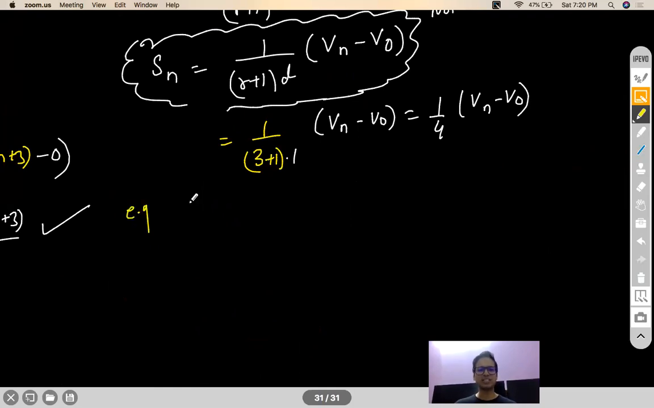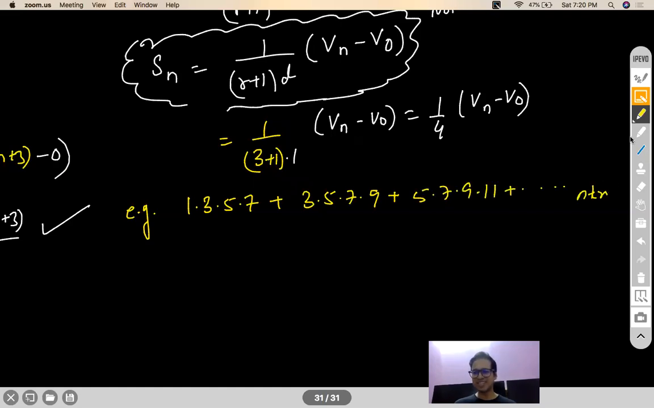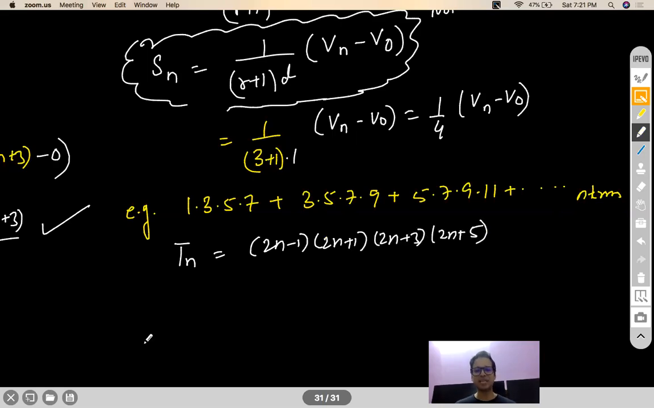Let's say I want to do this: 1 into 3 into 5 into 7, 3 into 5 into 7 into 9, 5 into 7 into 9 into 11, and so on. Let's say till n terms. Correct? Now, what's your nth term over here? Nth term here will be 2n minus 1, 2n plus 1, 2n plus 3, 2n plus 5, sorry. Okay. Dear all, please do not make a mistake in your nth term writing because everything will go for a toss.